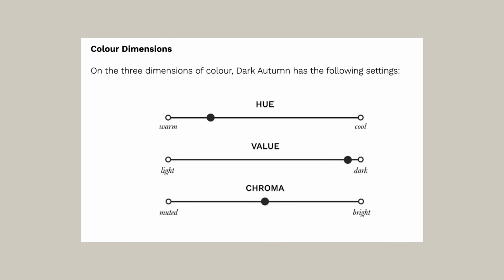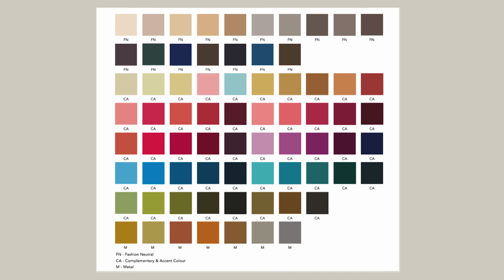On the 3 dimensions of color, dark autumn has the following settings. On the hue scale, the colors lean towards the warm end of the scale but are not extremely warm. This means they contain more yellow than blue undertones. Even if you choose blue, which is the coolest color of all, you will only find warmer shades like turquoise and greenish blues that have a tint of yellow.